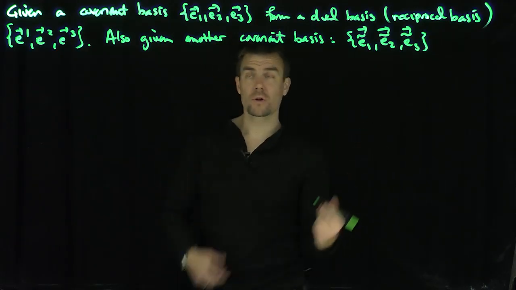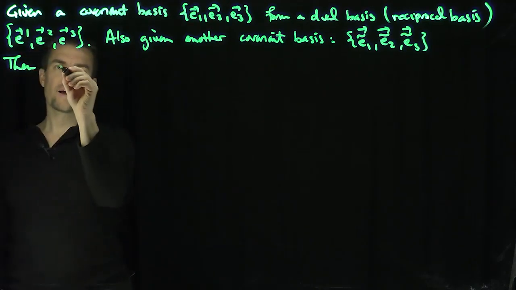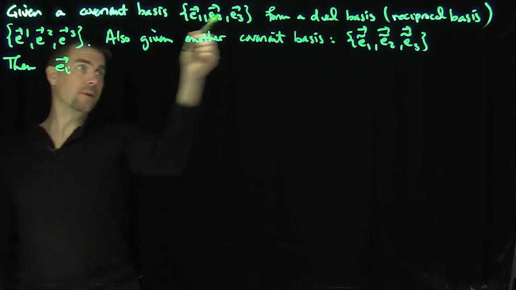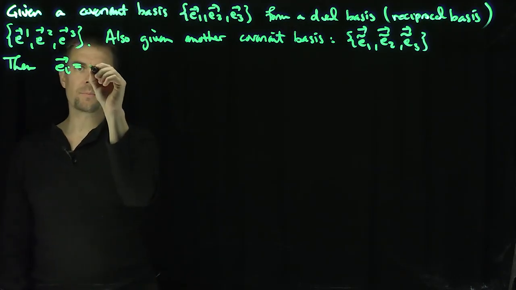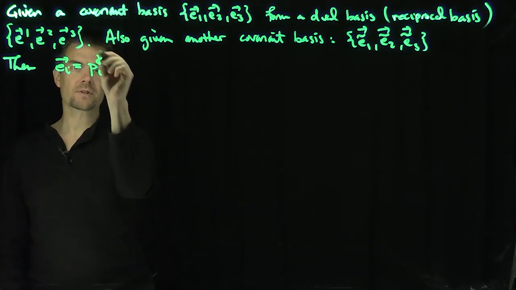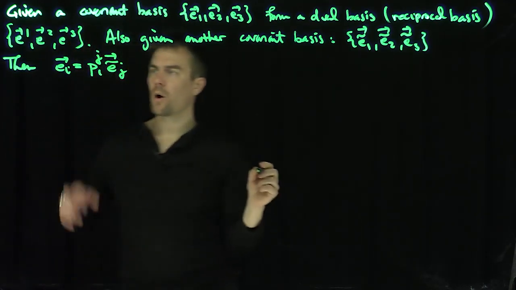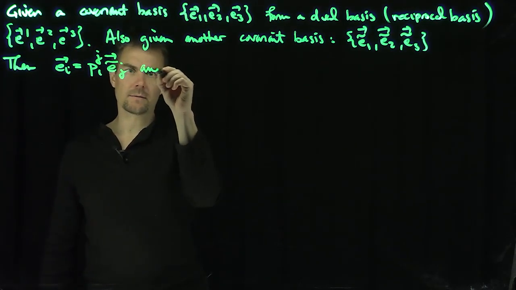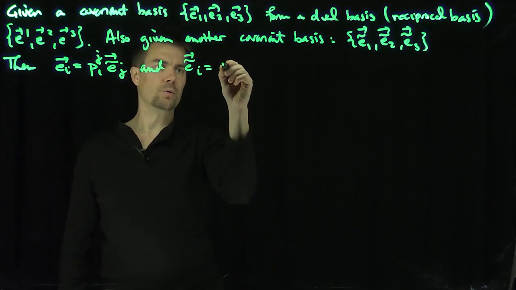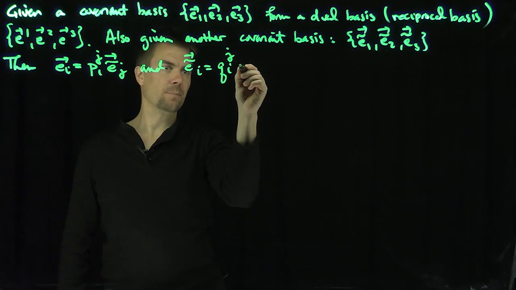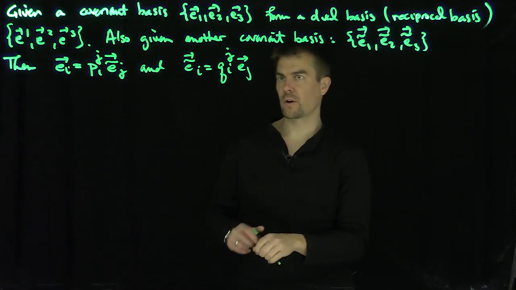Then we have some transformation laws, right? Then we know that Ei in this first covariant basis is going to be equal to Pij for some matrix Pij, and then E tilde j. And I know that conversely, E tilde i is equal to Qij. In the previous video, we saw that these matrices Pij and Qij are inverses of each other, right?